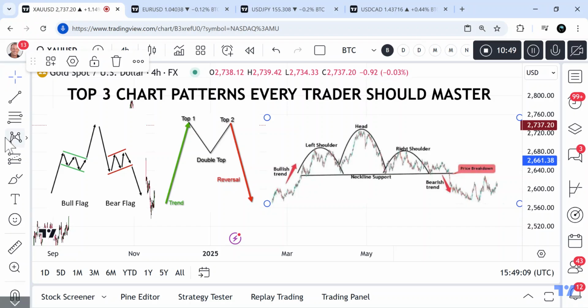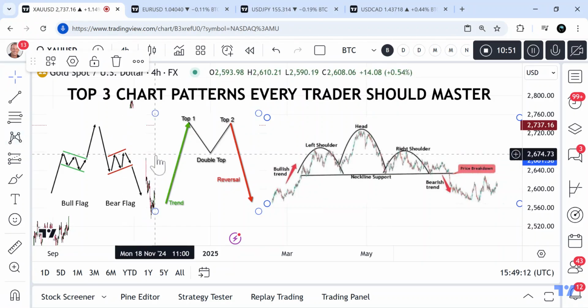And like I said, these three chart patterns can give you a real edge in the market. Which one do you like the most, or do you use the most often?